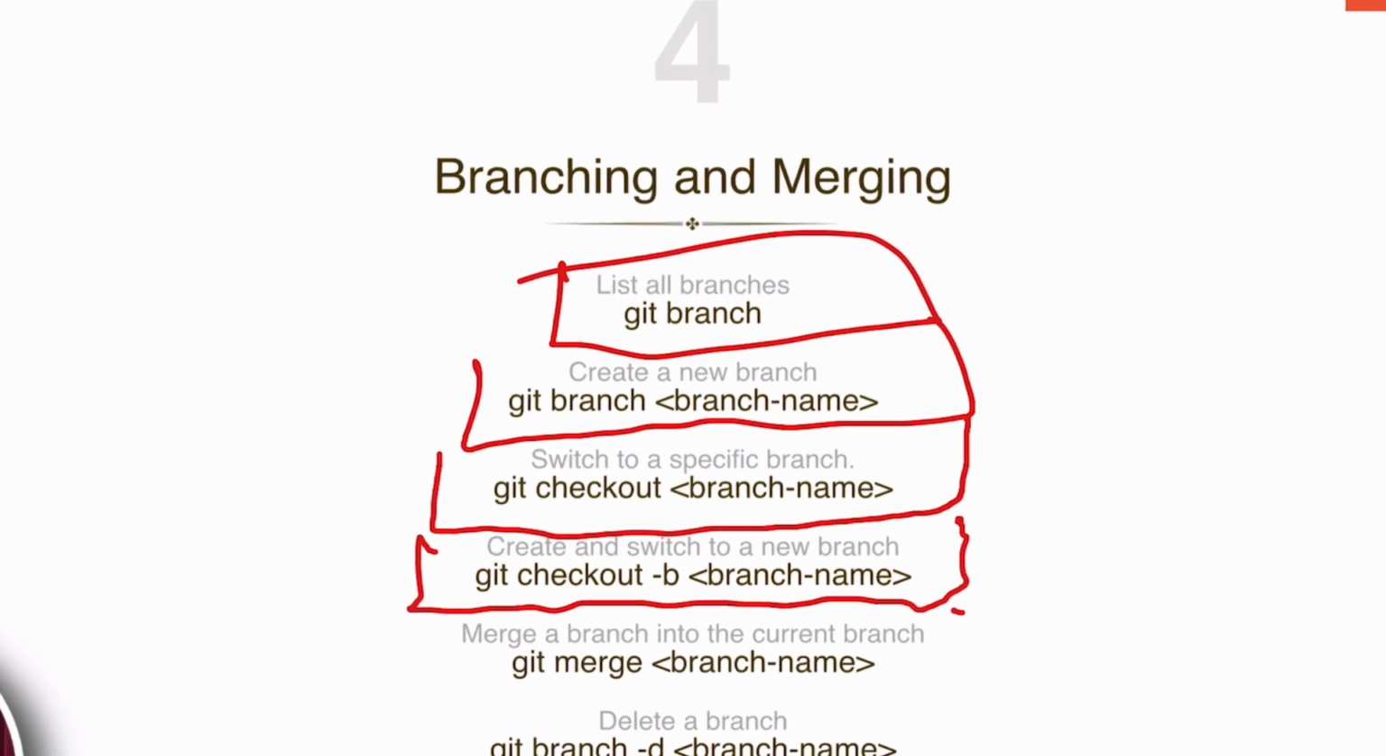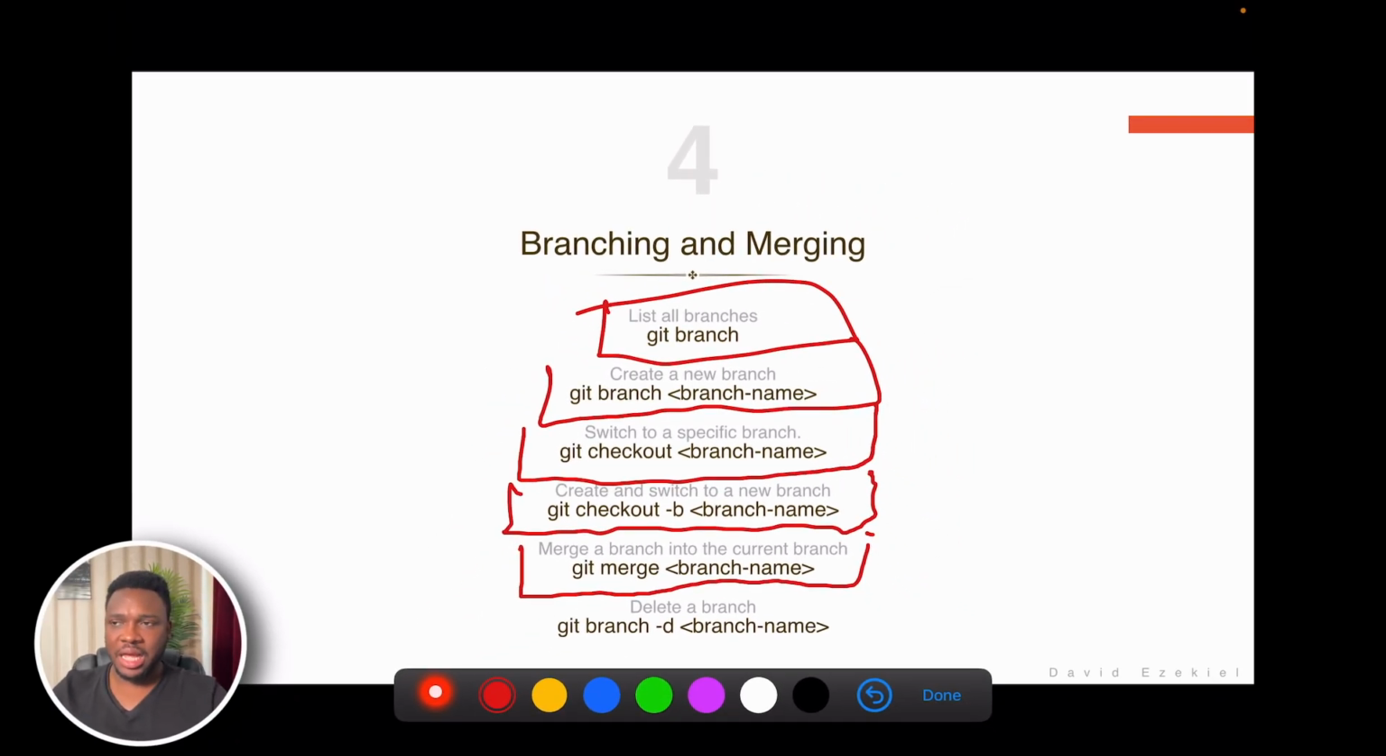You could merge a branch into the current branch that you're working on. Once you're happy with the changes in your branch, you can merge it back into another branch, usually the main one. With git merge, this combines the changes.